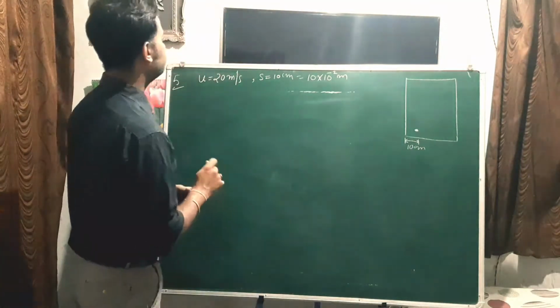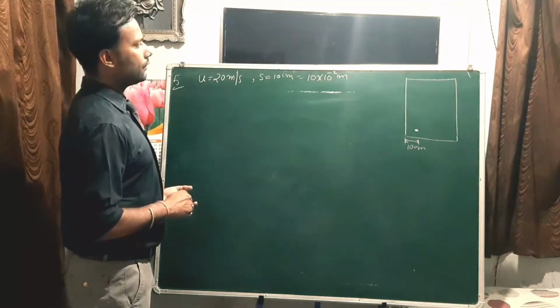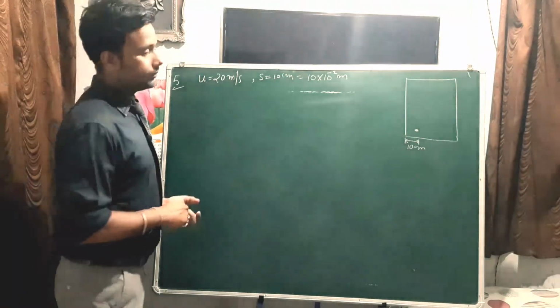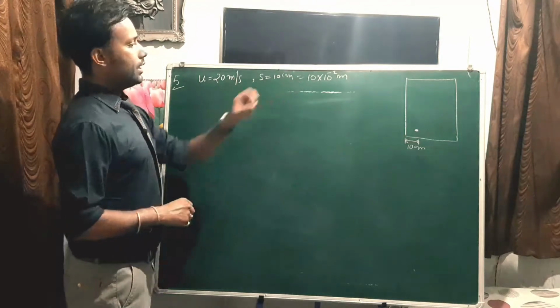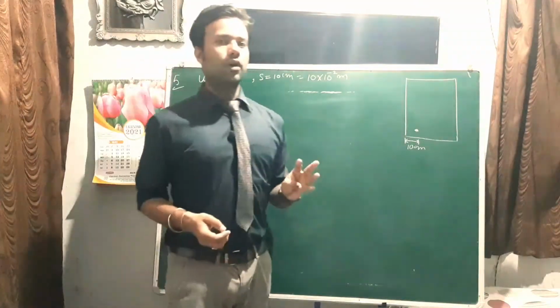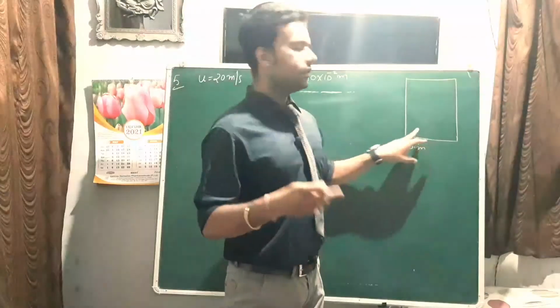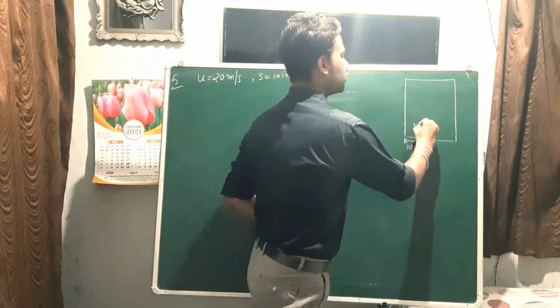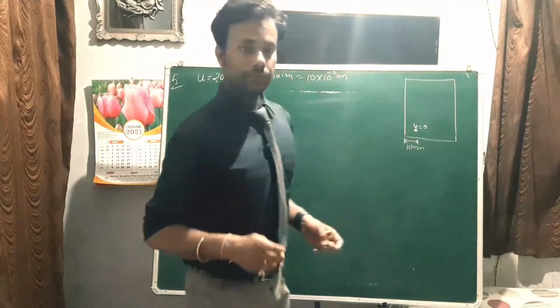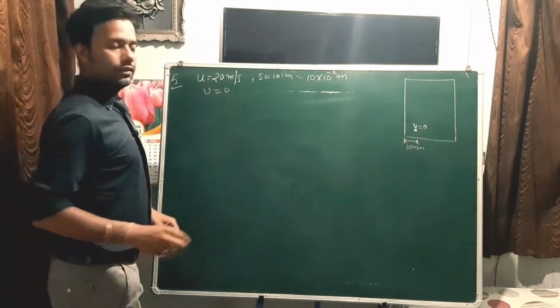So let's solve it. Here we don't have t. We have only u and s. We need at least 3 quantities. When the bullet stops, what will be the final velocity? That will be 0. So v is basically 0.